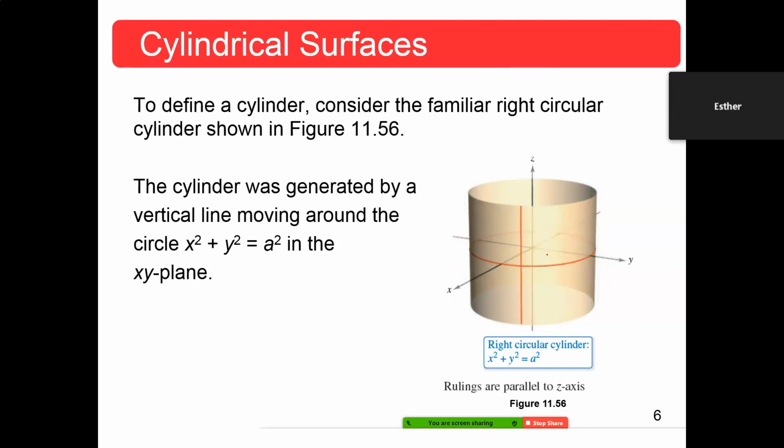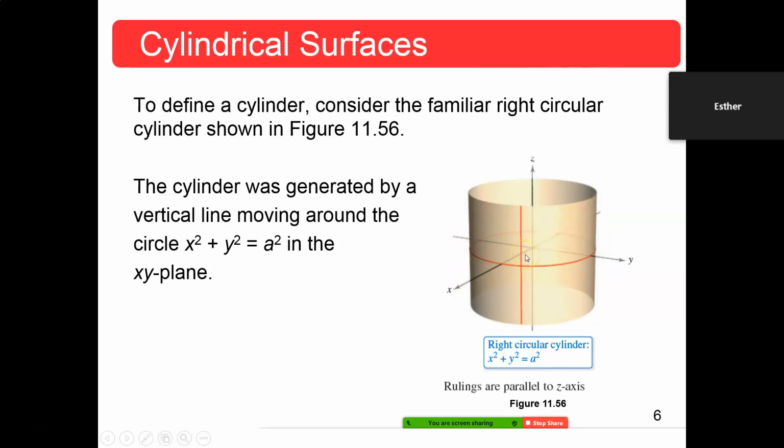Now notice a couple of things about that. There's no top and no bottom. That line extends forever, up and down. That's a right circular cylinder. It's not a tin can, because a tin can is finite on top and bottom. So that's where this deviates a little, but that would be a right circular cylinder. Why? Because this equation, x squared plus y squared is equal to a squared, is the equation of a circle in the xy plane.